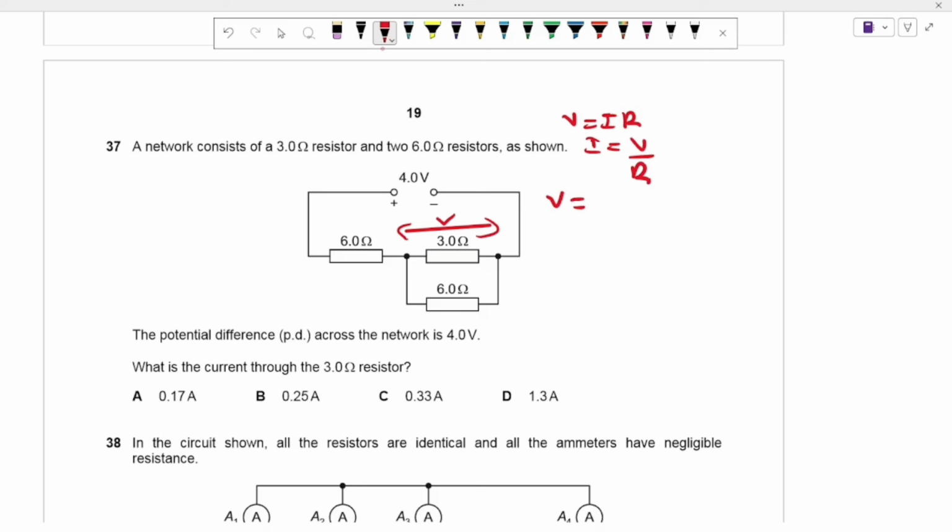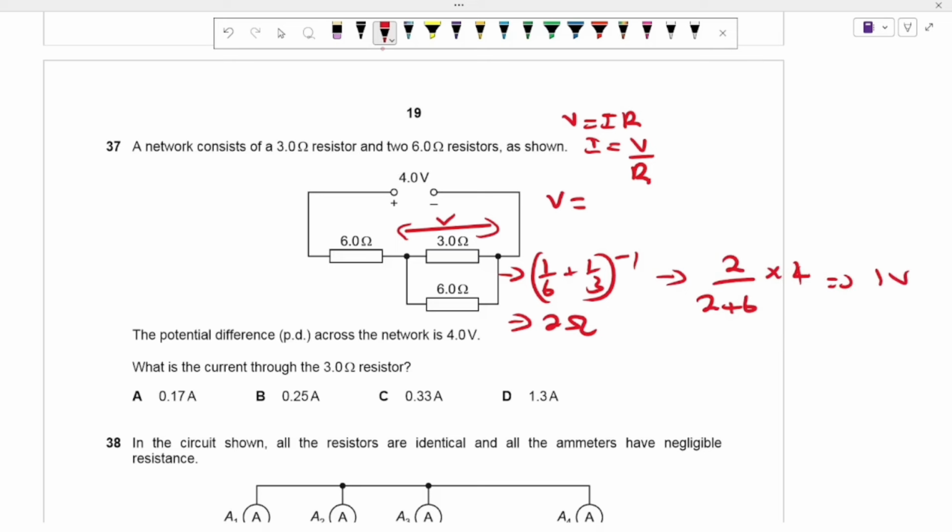If I look at the resistance of this connection, it's going to be 1 over 6 plus 1 over 3, to the power of negative 1, because they are in parallel. So this is going to give you a resistance of 2 ohms. For me to find my potential difference across that, it's going to be 2 over 2 plus 6 times 4. That's going to be the PD, and this is going to give me 1 volt. So the PD across this is 1 volt, across this is 1 volt. So for me to find I, it's just 1 over 3, which is 0.33 amps, and the answer will be C. Move on to question 38.